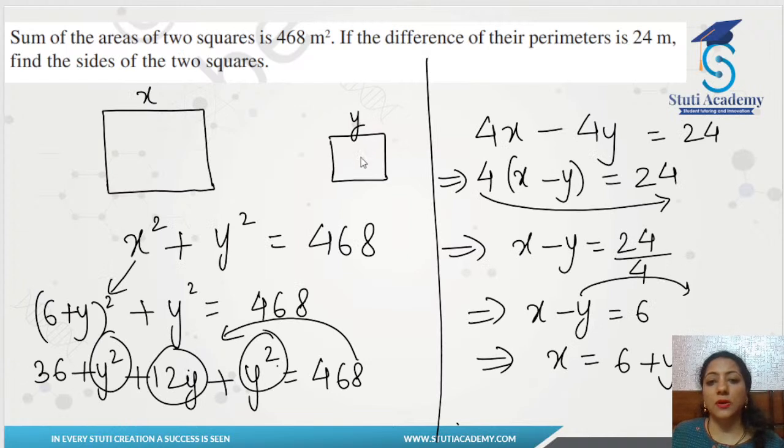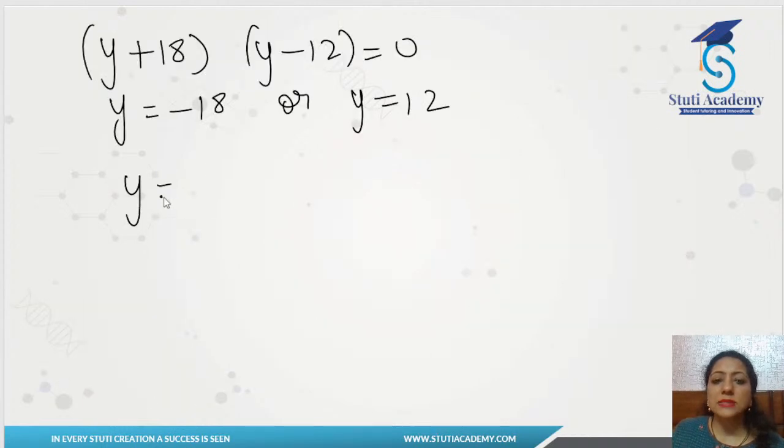It is not possible because here lengths can never be negative. So we'll take y as 12. So y is 12 meter. Now we'll solve for x.